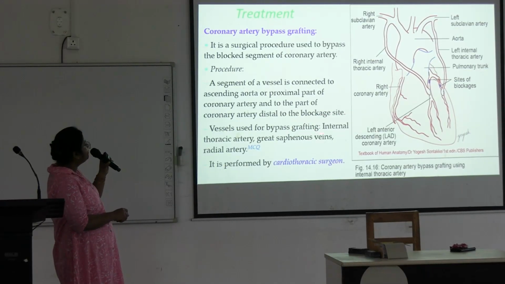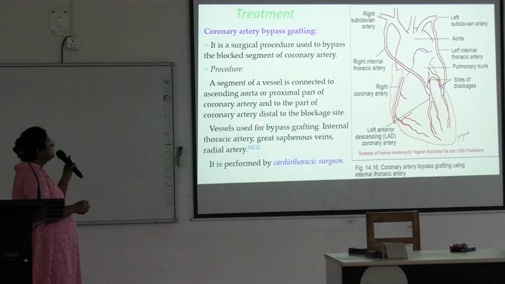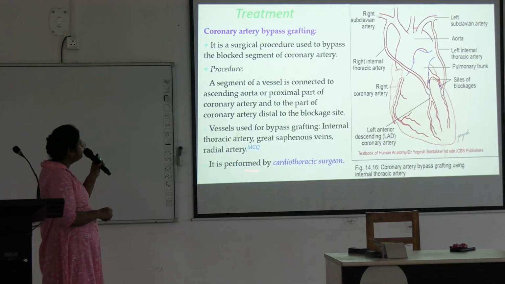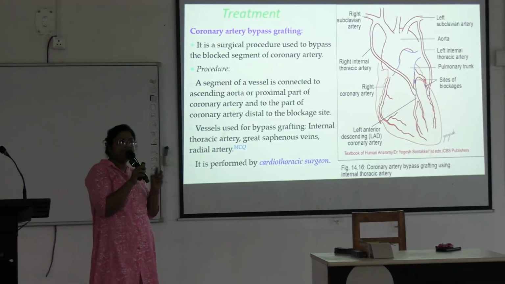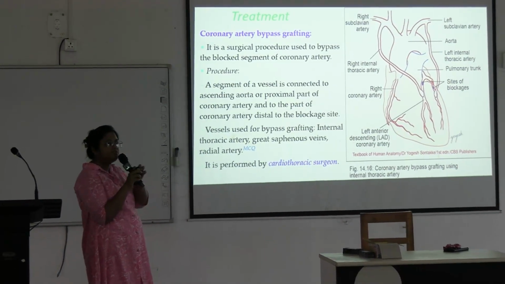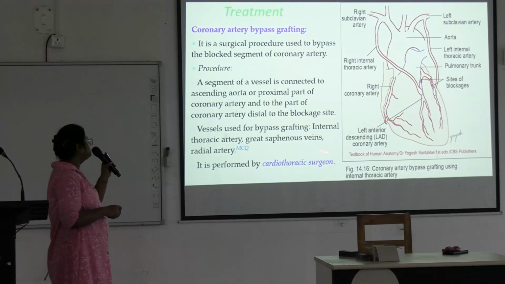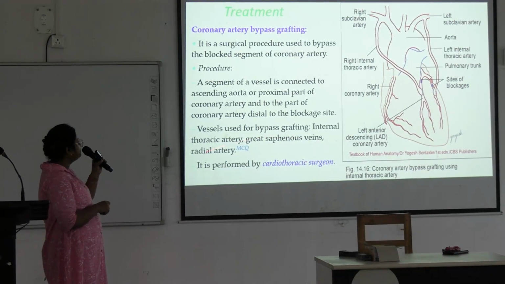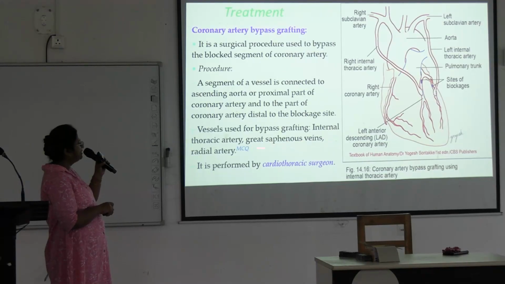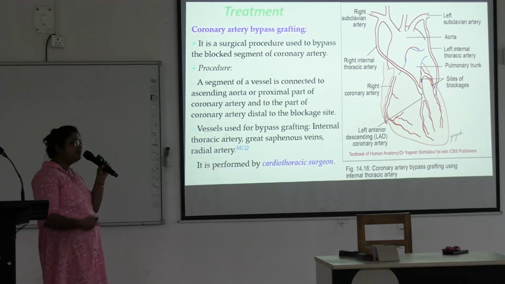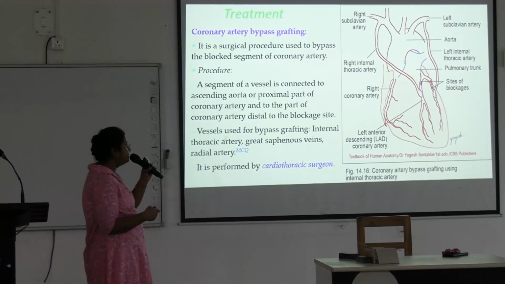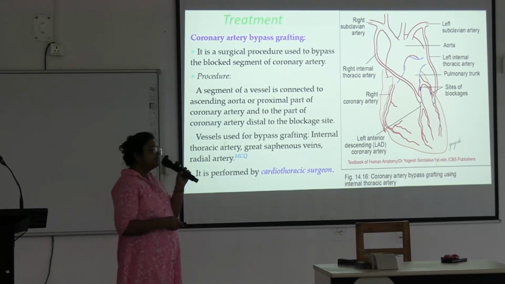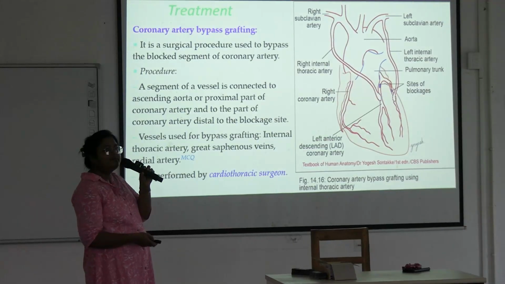And vessels used for bypass grafting are internal thoracic artery, great saphenous veins, and radial artery. Okay, this is very frequently asked in your Viva and MCQ. What are the structures used for coronary artery bypass graft? Here, 2 internal thoracic arteries have been shown. Rest these 2 structures can also be taken: great saphenous vein from the leg and radial artery. Okay, and it is performed by cardiothoracic surgeon. Okay, coronary artery bypass grafting.